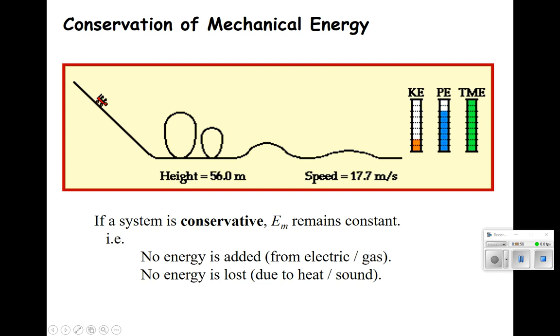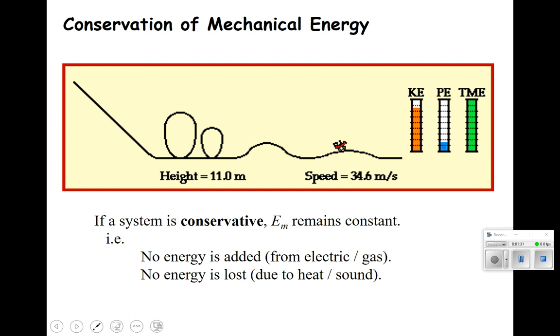So, if we have conservation of mechanical energy, that means that our system is indeed conservative, and that's something, again, that's pretty important for Physics 30. No energy is being added and no energy is being lost from the system, or in other words, our mechanical energy stays constant. Things that would add energy are like electric and gas motors. Things that would take energy out of the system are like heat, sound, friction, things like that.